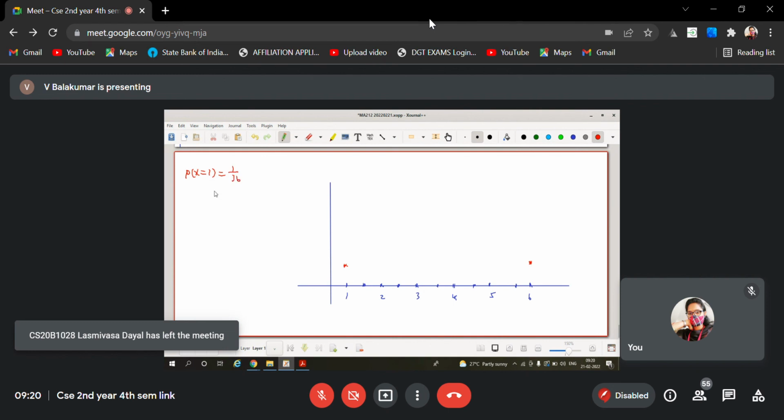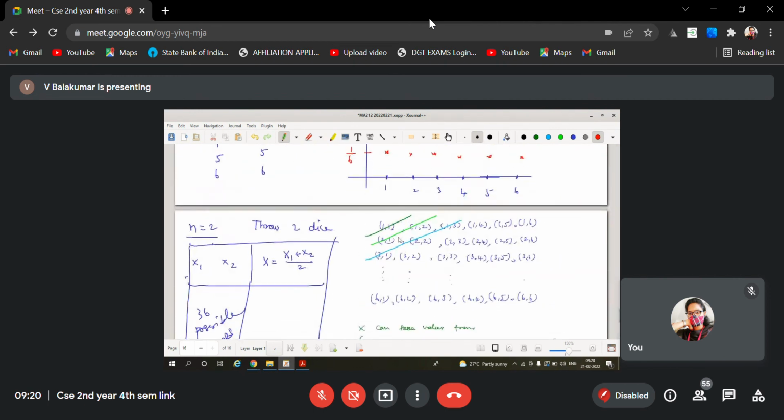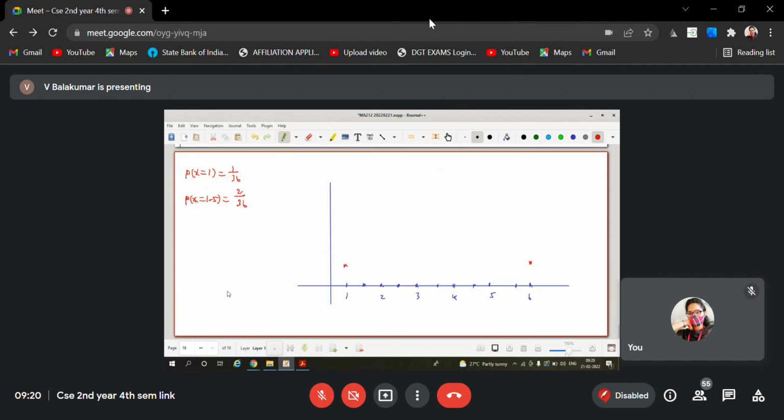Probability for X equal to 1 is 1 upon 36. Probability for X equal to 1.5: if I need the average to be 1.5, the summation must be 3. It is happening for 2 possibilities, so it is 2 upon 36. This is 2 upon 36, and this also. And this is 3 upon 36, and this also. This is 4 upon 36, and this also. This is 5, and this is 5.